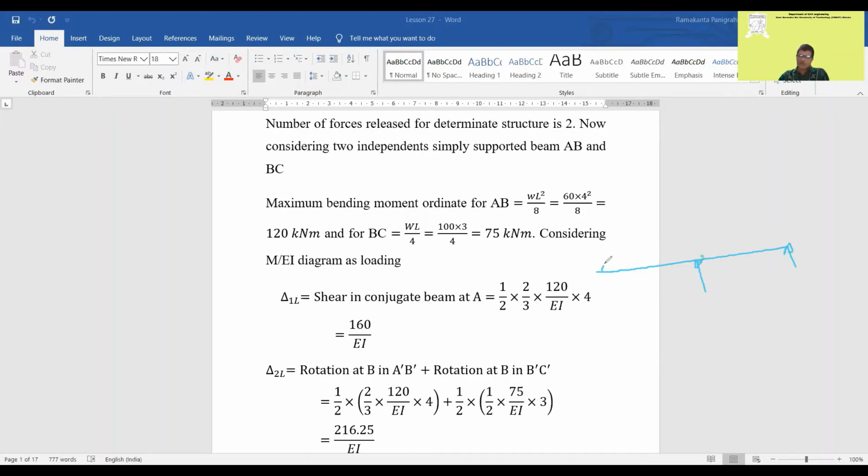Now, your loading is like this here. This is 75 by EI, and this is your 120 by EI. So these are the ordinates you have found. Now the load will act like this on this beam, 120 by EI.